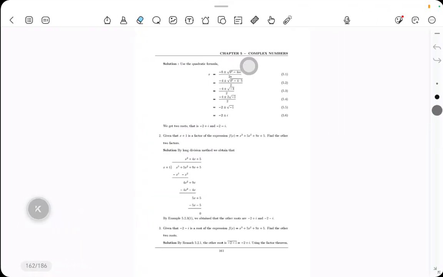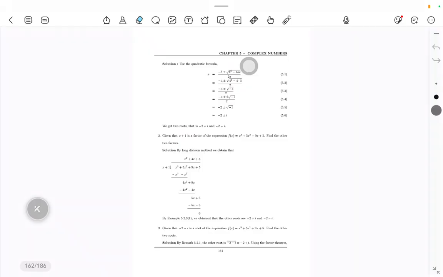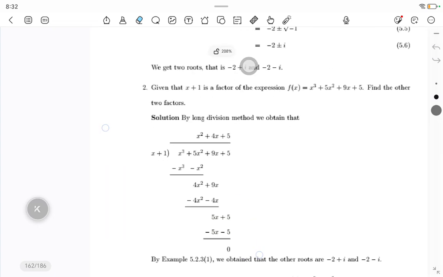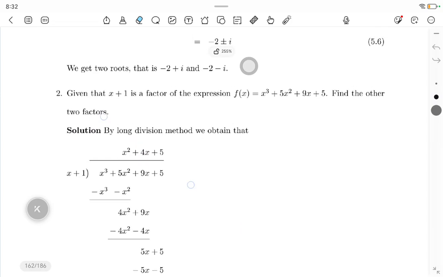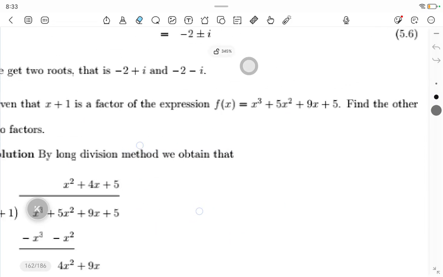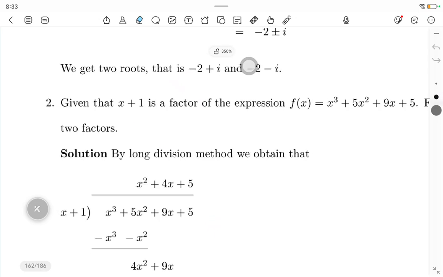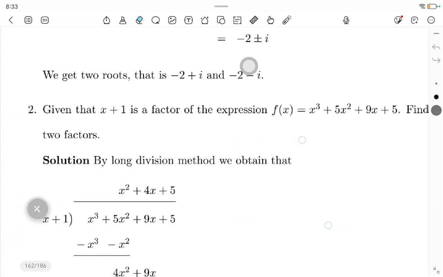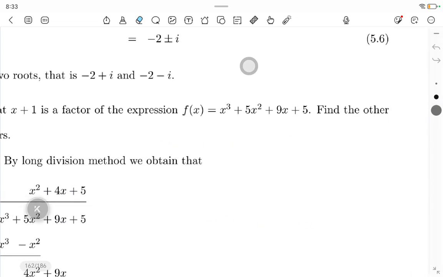First thing we do, and here we're even given, they say given x plus 1 is a factor of the expression, we must find the other two factors. But we know that if we're not given, we should try to substitute so that we can find a factor that when we plug in we get a 0, right? Then we're going to use it to divide. So we're going to be doing that.